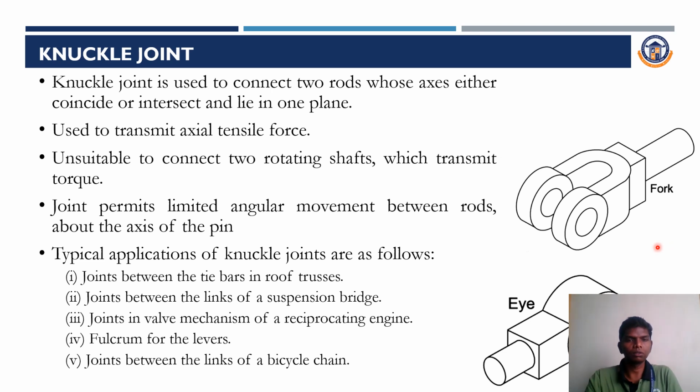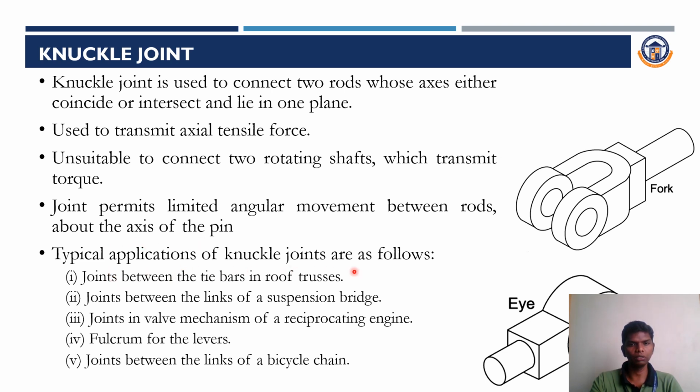So first I'm going to talk about the knuckle joint. A knuckle joint is used to connect two rods whose axes either coincide or intersect and lie in one plane. It is used to transmit axial tensile force, and is unsuitable to connect rotating shafts which transmit torque. The joint permits limited angular movement between rods about the axis of the pin.